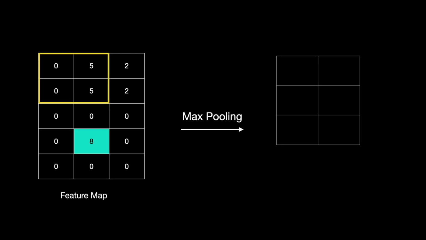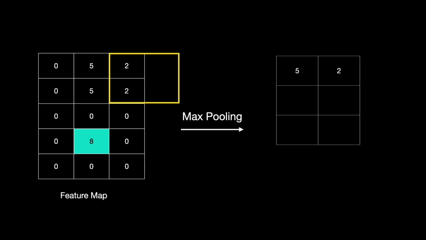Okay. So this is our first 2 cross 2 window. So we'll find the maximum, which is 5. So we'll get the first value as 5. Now we'll move the window towards right by 2 steps since our stride is 2. And it's completely fine if the window crosses over the feature map.